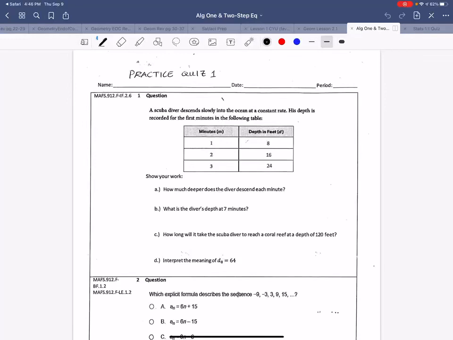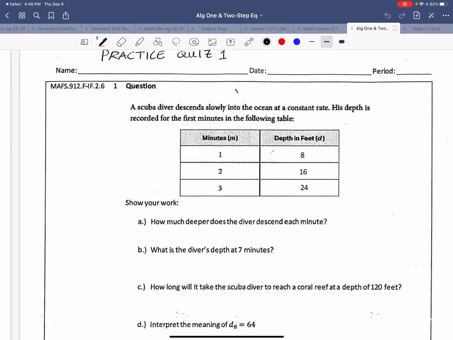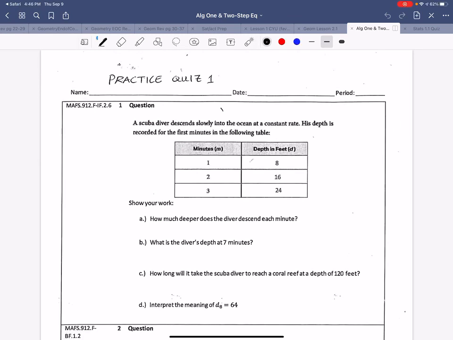Hey guys, it's obvious there is a test next class because this assignment has to do with a practice quiz. So let's take a look. We want to take as much notes as possible, not just answer the questions, because we can use our notes on the test.